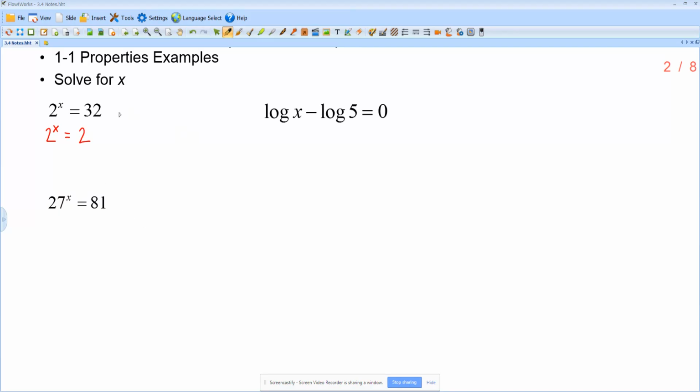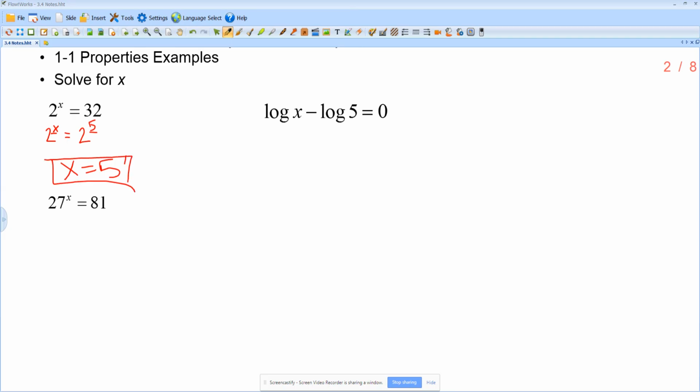So then I'm looking at 32 and saying 32 is 2 to the what power? Well, 2 squared is 4, times 2 again would be 8, times 2 again is 16, and times 2 again is 32. So that's 2 to the 5th power. The one-to-one property says that if I have, again, two exponential functions with the same base that are equal, then the exponents must be equal. So x is equal to 5.